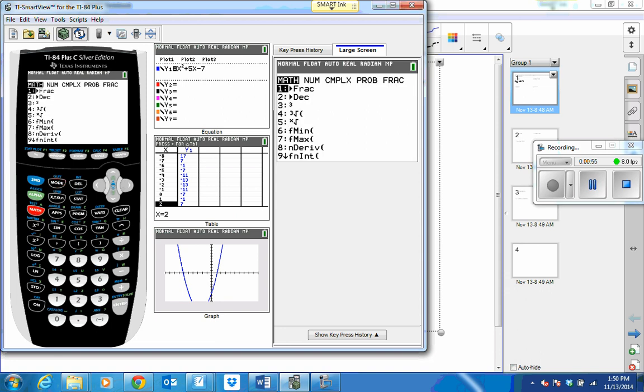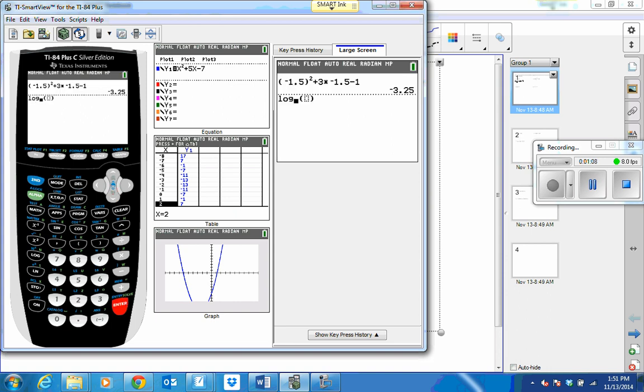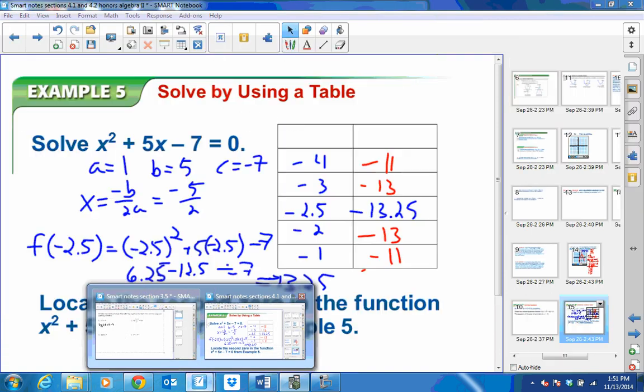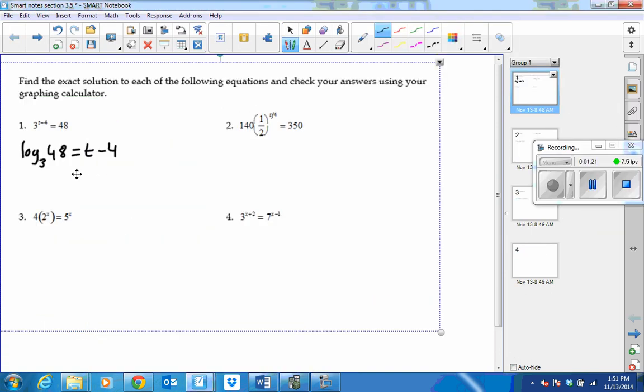You can go to math and scroll down until you see log base, which is option A. So hit log base, and we have a base of 3 and a power of 48, which gives us 3.524. So we get 3.524 equals t minus 4. So when we add 4 to both sides, we get 7.524 equals t.